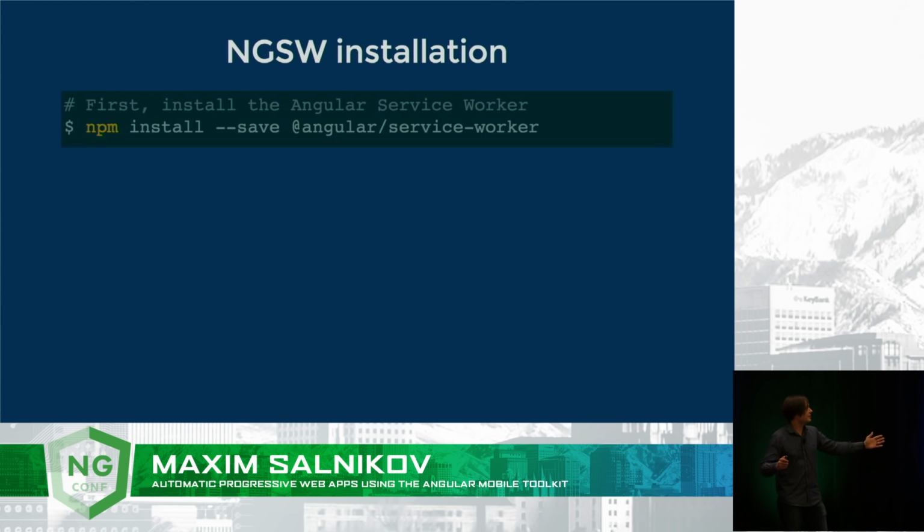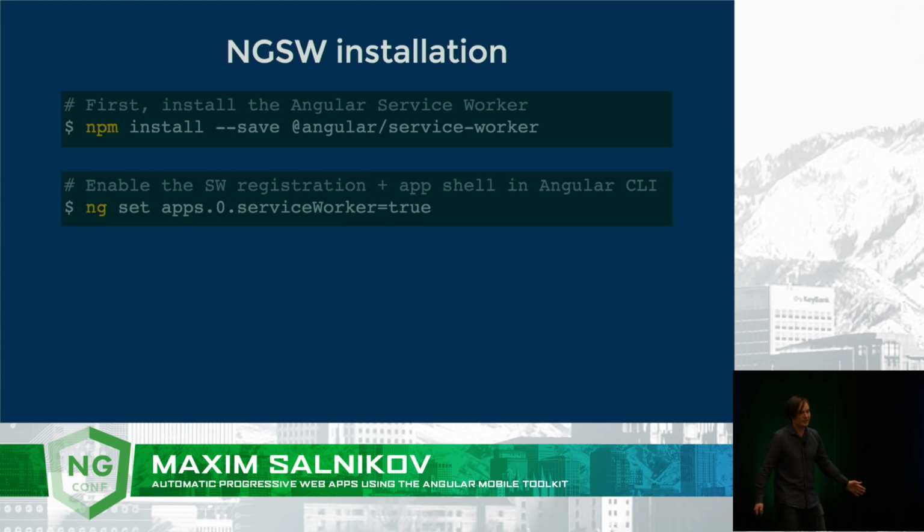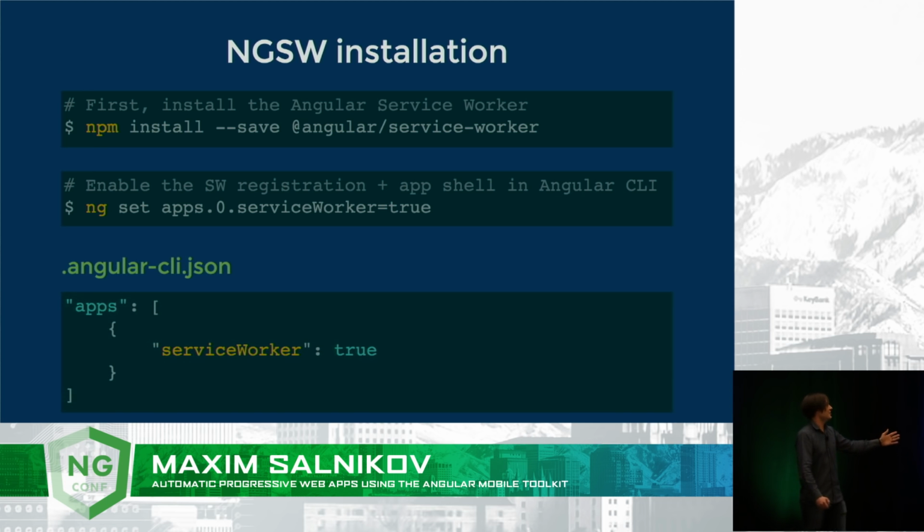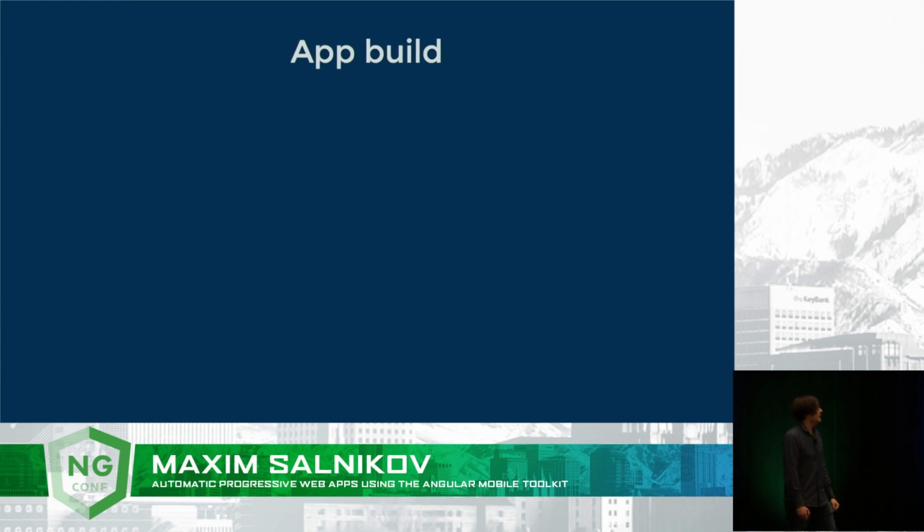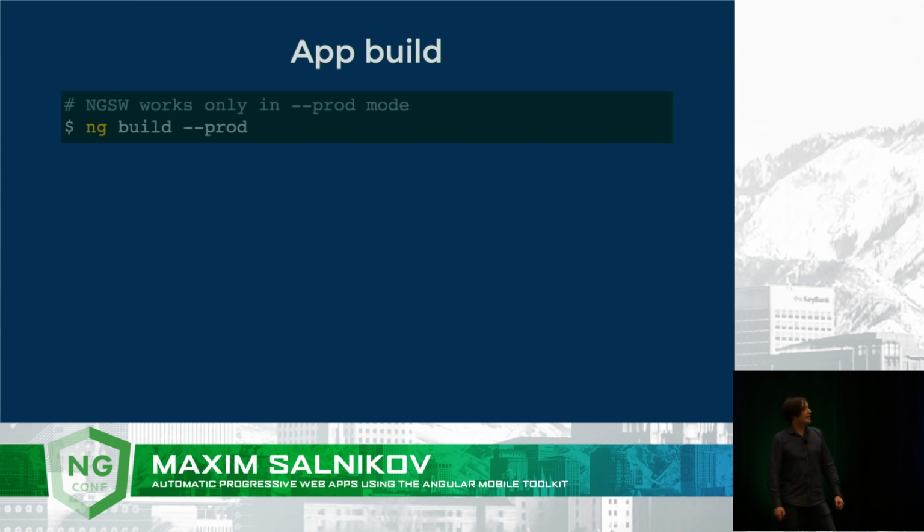No more reason to wait. Let's go for this magic command. But let's just install it first. And here is the magic command. Actually, no magic at all. What it does, it just sets the service worker field equal to true in angular-cli.json. We can do it just by hand. Next, let's build our app. And an important notice, Angular service worker makes sense and works only in production mode. So do not forget to put this --prod.